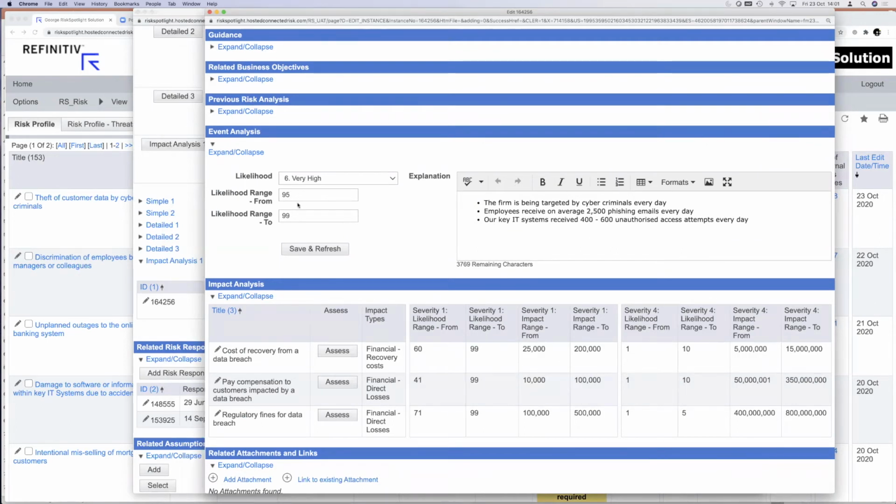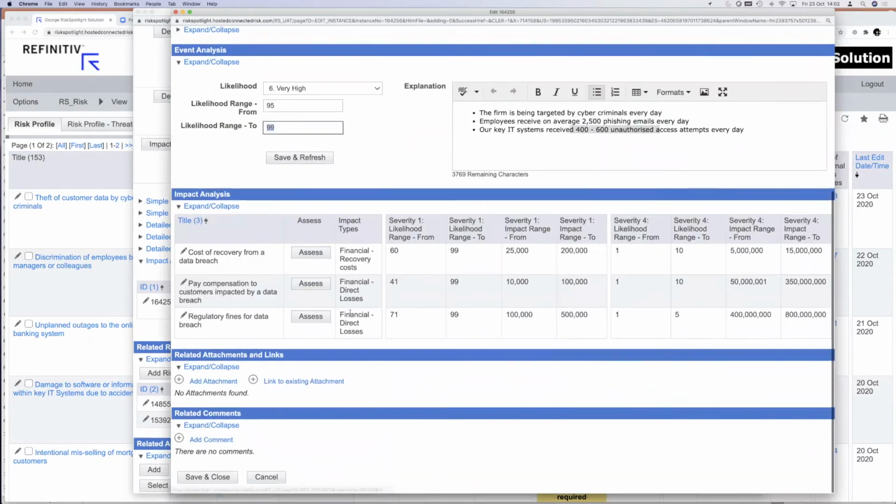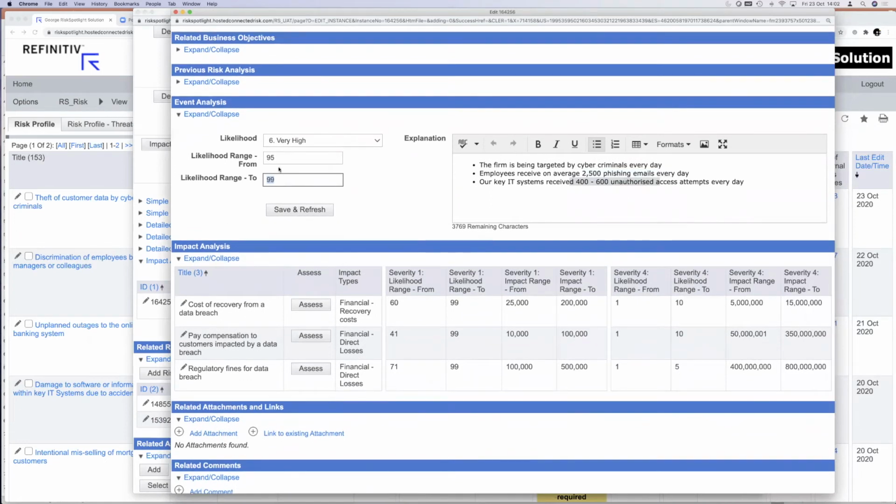In this case, we're saying there's a very high likelihood of that event happening because of the number of phishing emails we're getting every day, and the number of unauthorized access attempts our IT systems are being targeted with every day. So I'm saying the likelihood is high, and then I'm giving a percentage to justify that. And if we don't manage this risk, so if our preventative controls are not effective and we do have an actual breach, then here are the 3 impacts we will need to think about. And in this case, paying compensation to the customer would be one of the impacts.